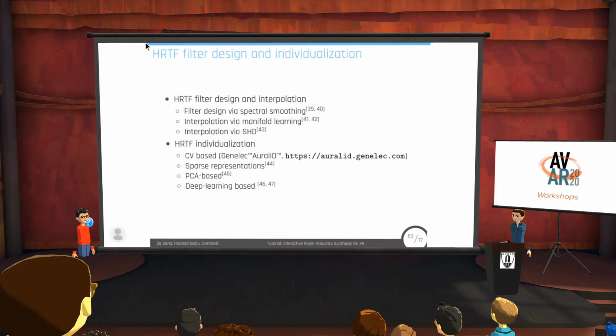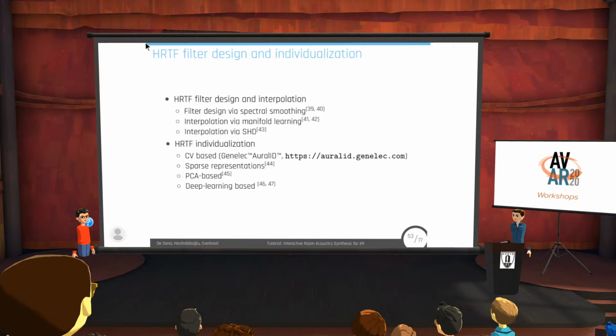So some important research problems related to binaural synthesis are filter design and interpolation and individualization. And there have been many papers written on these topics. HRTFs are typically represented by fairly long impulse responses, and having a large number of HRTFs in a binaural synthesis scenario would typically be very undesirable in interactive systems. This led to research into designing simplified HRTF filters, much shorter, perhaps lower order filters, which can be used in such interactive systems.